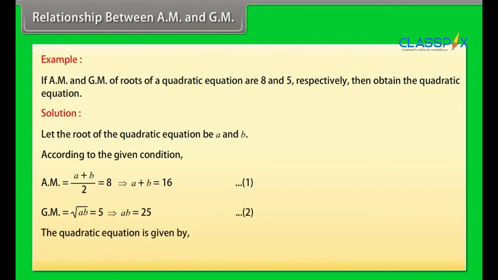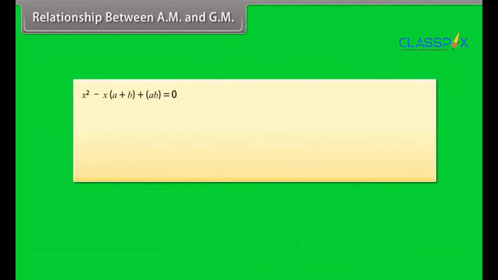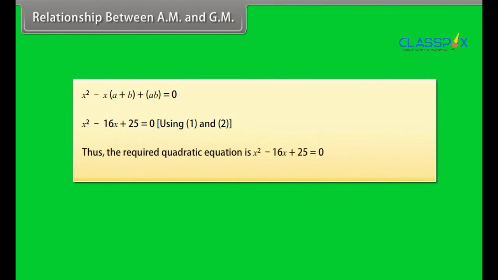The quadratic equation is given by x square minus x into sum of roots plus product of roots is equal to 0. X square minus x into A plus B plus AB is equal to 0. X square minus 16x plus 25 is equal to 0 using equation 1 and 2. Thus, the required quadratic equation is x square minus 16x plus 25 is equal to 0.